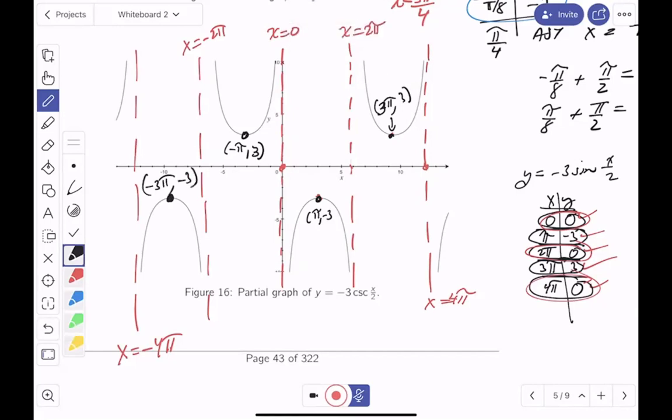All right. So let's talk about the period. The distance between beginning and end is 4 pi. No amplitude. This goes on forever. I'm going to point out what I mean by that. Again, reciprocal function.